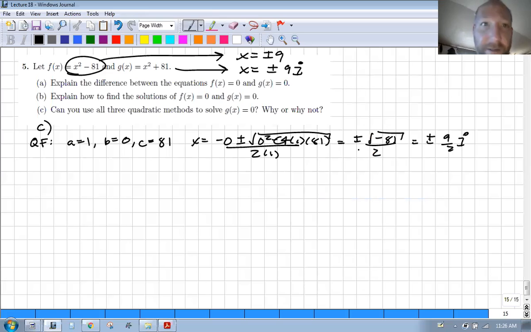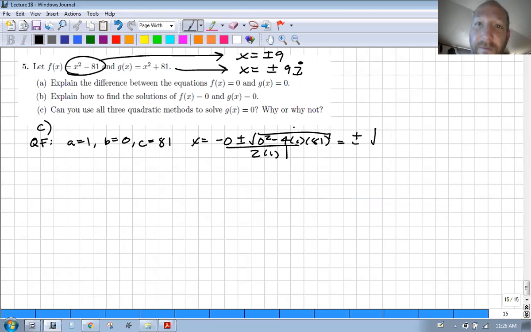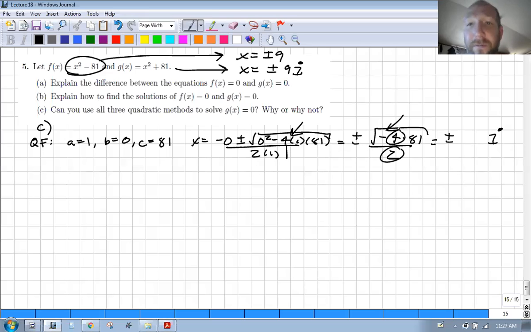Why do I have a 2 down here? Over 2. Oh, because there's a 4 there. Let me try this again. I got a 4 and an 81. All right, so this minus gives me the i. The square root of 4 is 2, so that cancels out. The square root of 81 is 9.